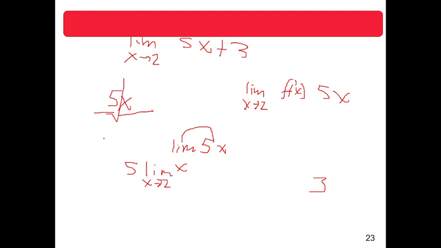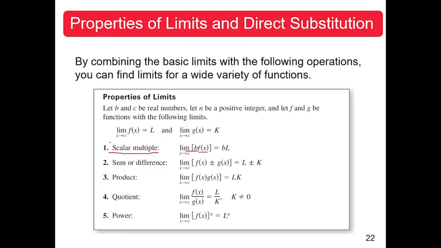If you will notice, the constant is on the left side of the limit. You just inserted the limit between the coefficient and the variable, to show that you are finding the limit of x. And this is what we have for the scalar multiple. This is the scalar multiple, or property number 1.